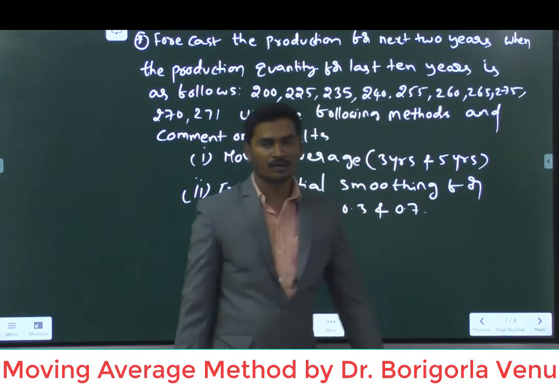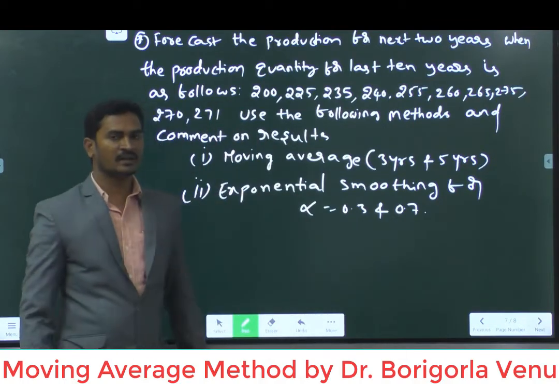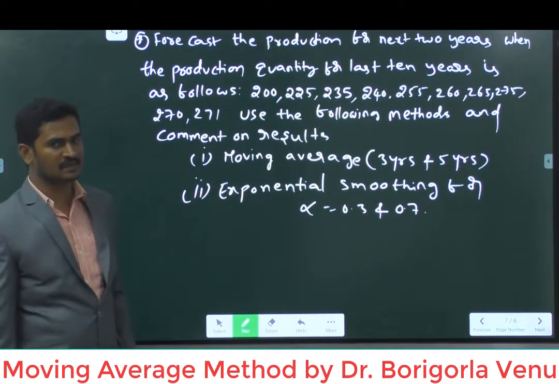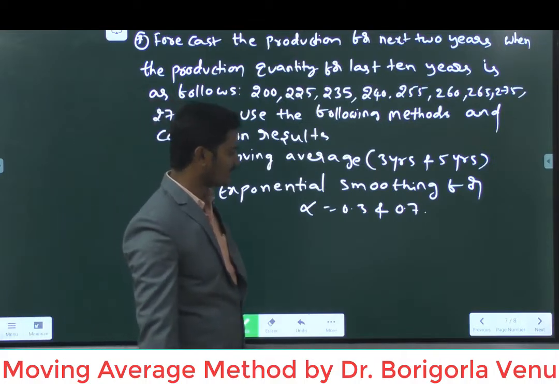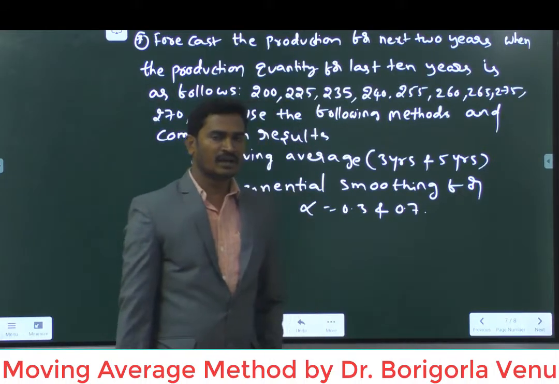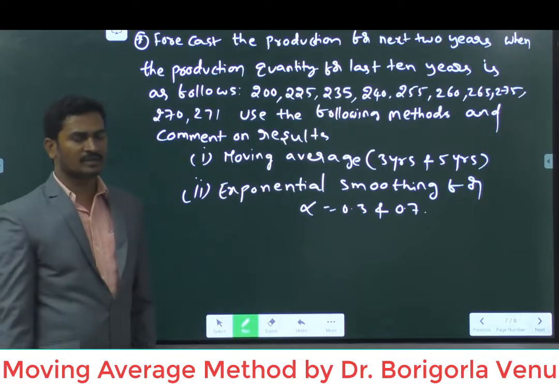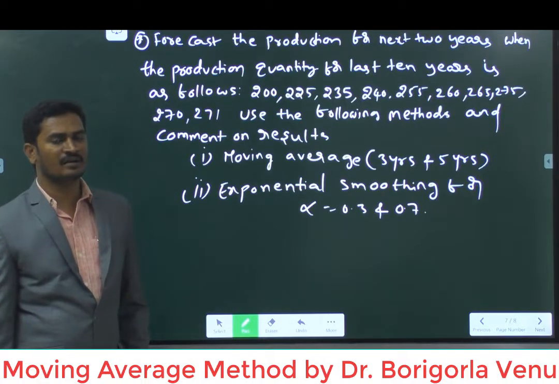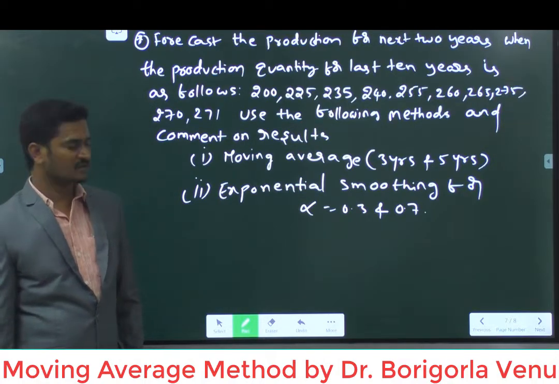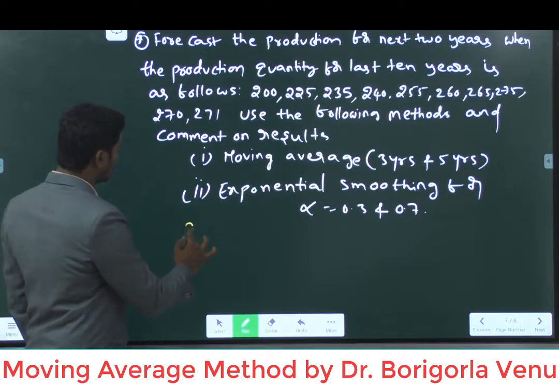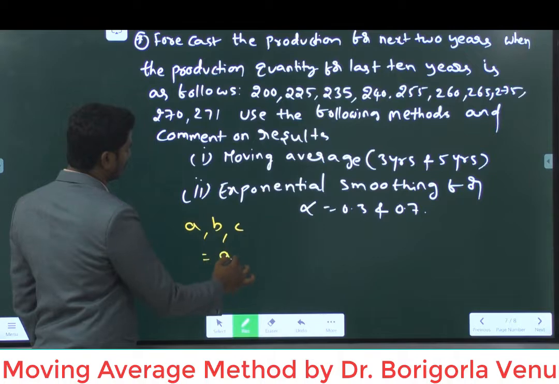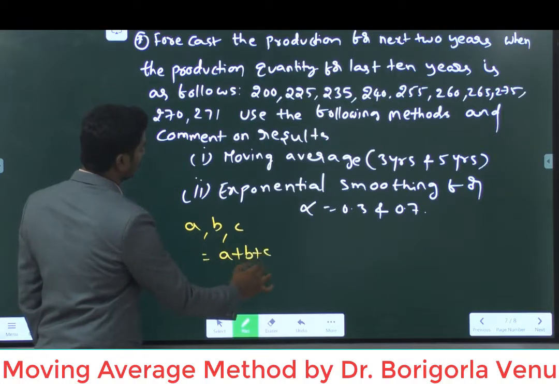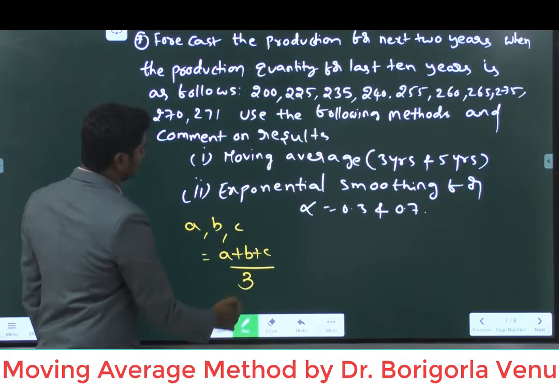Okay, let's take one more example to explain the moving average method and exponential smoothing method. In the previous lecture, we discussed the moving average method. In that method, we calculated the 3 years demand and 5 years moving average based on that. If we have 3 months, that is A, B, C, we calculate the moving average for these 3 months, that is (A+B+C) by 3.